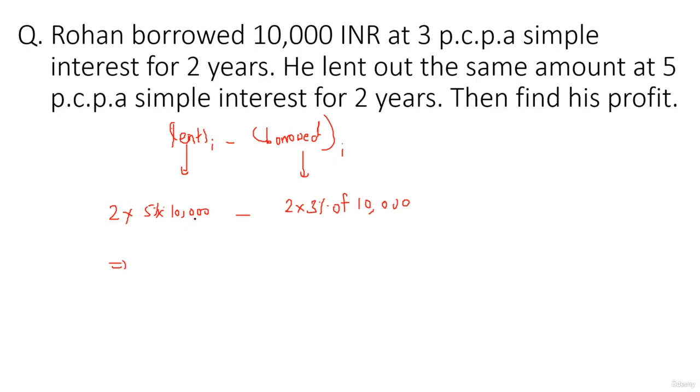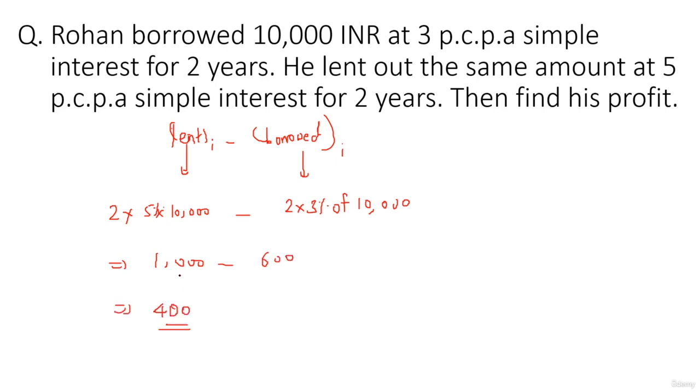So 5% of 10,000. 10,000 का 10% is 1,000. 5% is 500, into 2 will be 1,000 rupees. That is the amount which I'll be getting. उसमें से how much do I owe? I owe 3% of 10,000. 300 into 2, 600. So what is my overall profit? That will be 400. Okay.